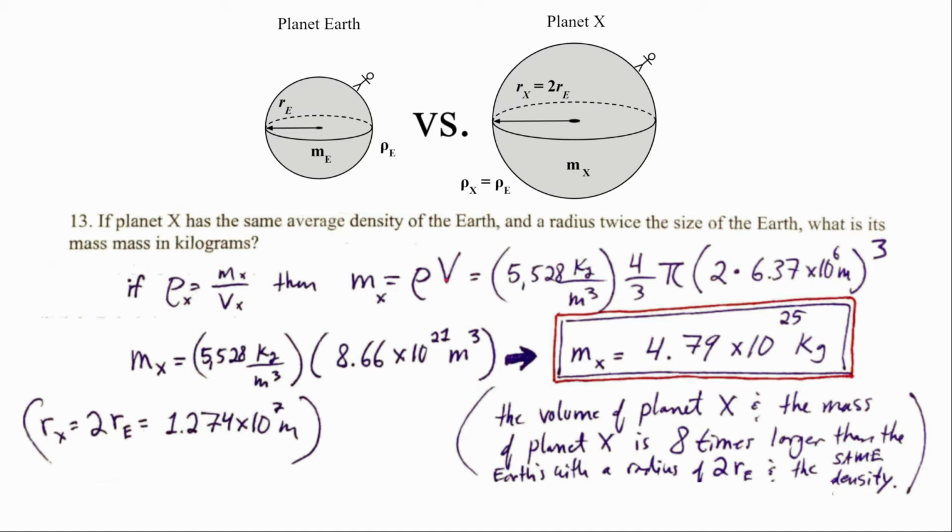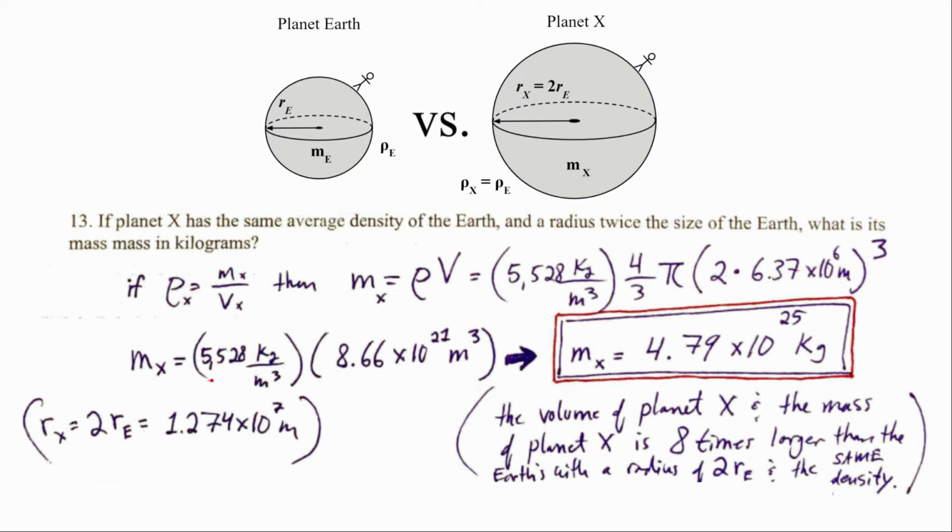its density times its volume. And remember, this problem said that we're assuming the density of planet X is the same as that of Earth, which we found to be 5,528 kilograms per cubic meter. So the density of planet X is this. We just need to figure out the volume of planet X, which is based on its radius. So the volume is 4/3 pi, and the radius of planet X is 2 times that of the Earth. And so the radius we plug in for planet X is 2 times 6.37 times 10 to the 6 meters, and we've got to cube that value right there.